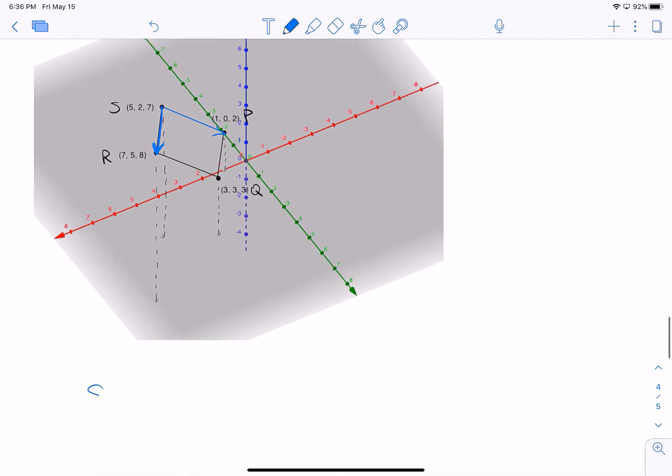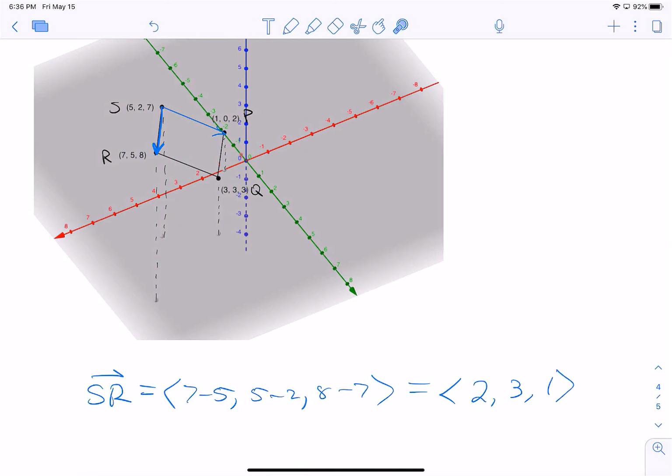Now the vector SR is going to be computed by subtracting coordinates. And remember, it is the terminal point minus the initial point's coordinates. And so SR is going to be the vector 7 minus 5, 5 minus 2, 8 minus 7. So that equals (2, 3, 1). We could have done that in either order. I just decided to do it that way because we ended up with positive numbers. In particular, I try to make the first one positive, and then whatever happens with the other ones happens.